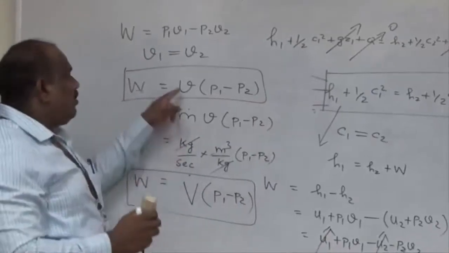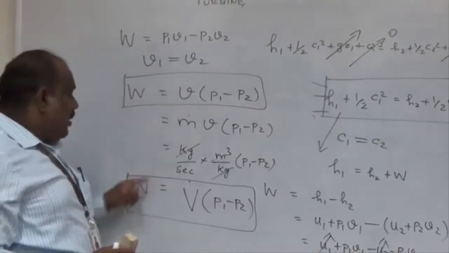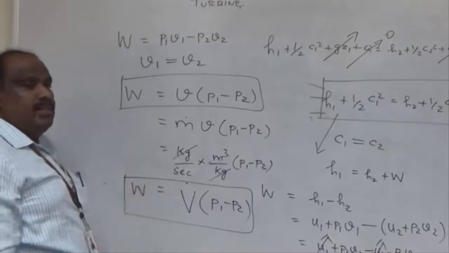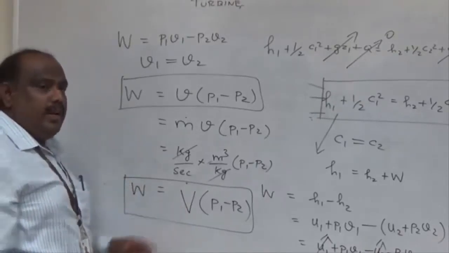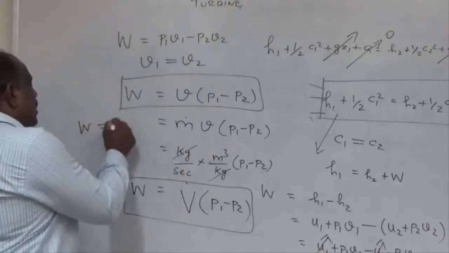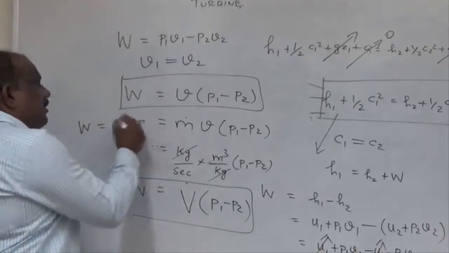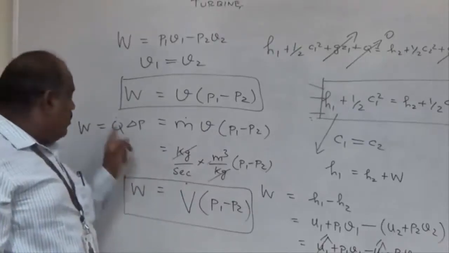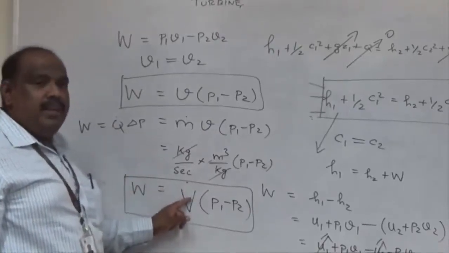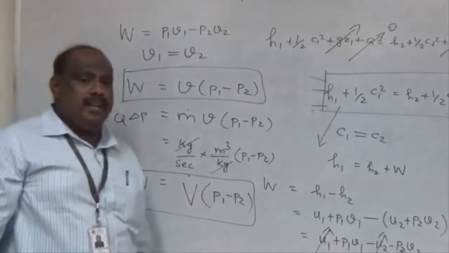Where v is nothing but the specific volume of water. If you want to go with any mass, any kilogram of mass, then it's better to go with volumetric flow rate. In any fluid mechanics book, they give us W equal to Q dot into delta P. Here Q dot is nothing but the volumetric flow rate. Here instead of Q dot, we are mentioning the same term with V dot. But the meaning remains the same.